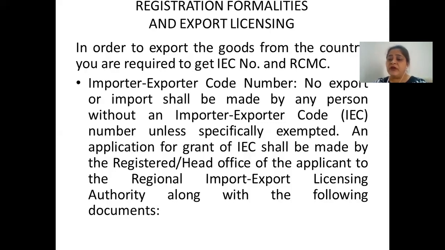So before going for the further things, as per Unit 1, we need to discuss registration formality and obtaining the export license. For this, the code number or license is given in terms of Importer Exporter Code number. It is also known as Importer Exporter Code, IEC, and it is generally given by the regional import export licensing authority, and we have to apply for the same.